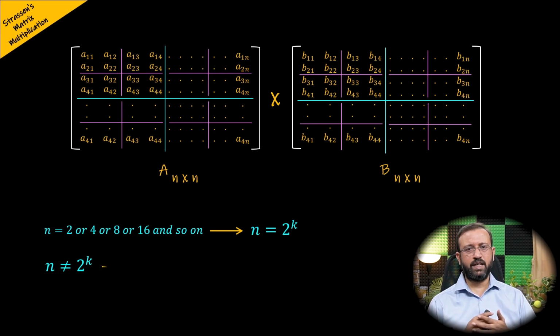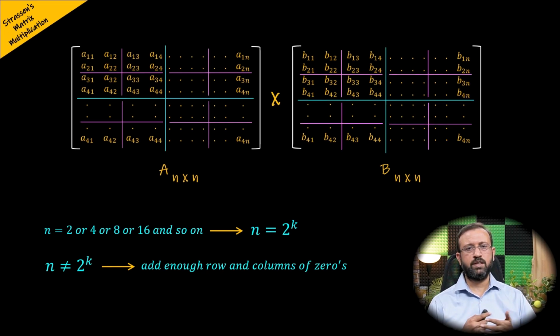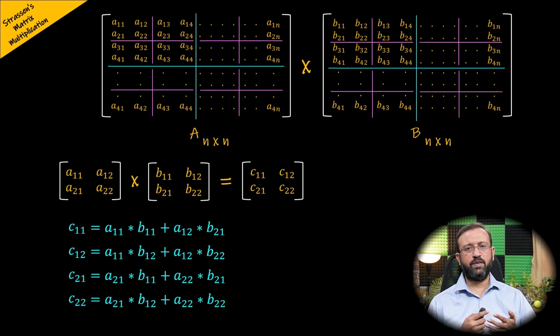In case the size n is not a power of 2, then we can add enough rows and columns of zeros to both matrices A and B so that the size n is a power of 2. So this is how we can divide a large matrix into smaller submatrices until we have 2 by 2 matrices.